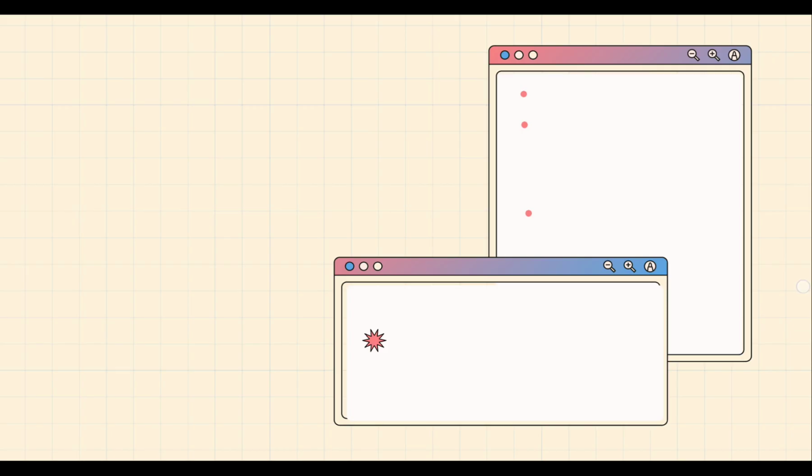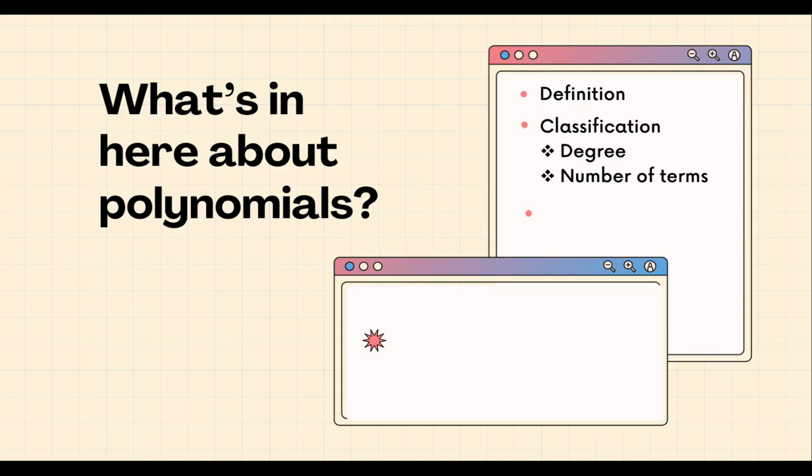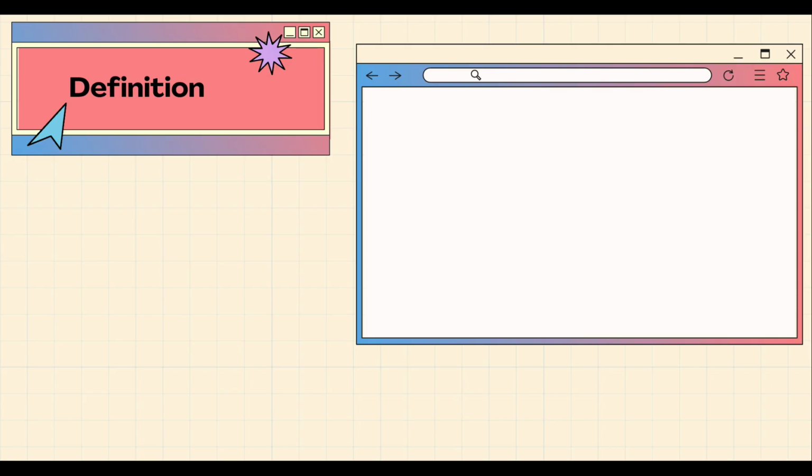So again, what's in here about polynomials? 1. The definition. 2. The classification according to degree and number of terms. And the standard form. So what competency does this video answer? It's about illustrating polynomials. We start with the definition.